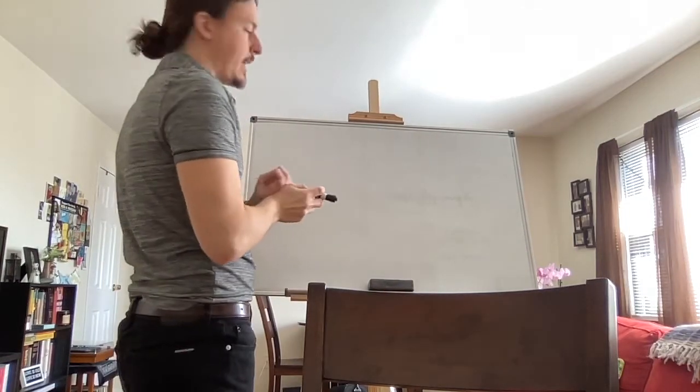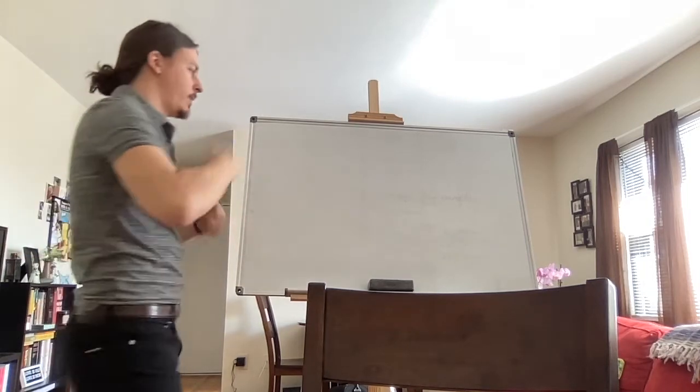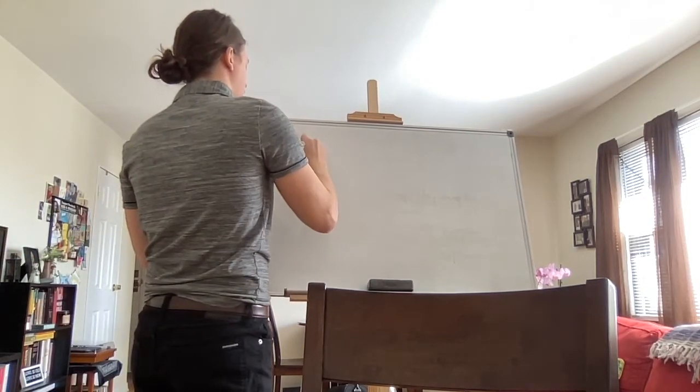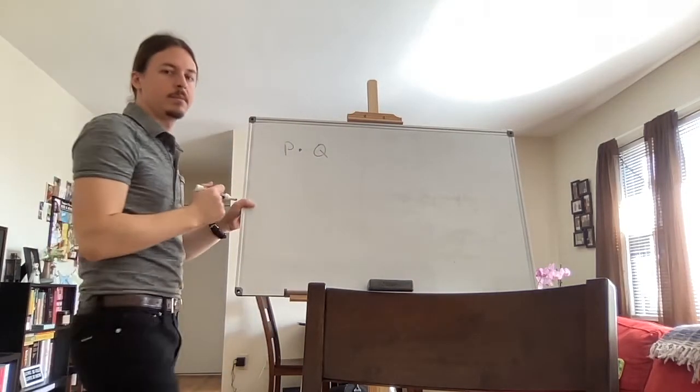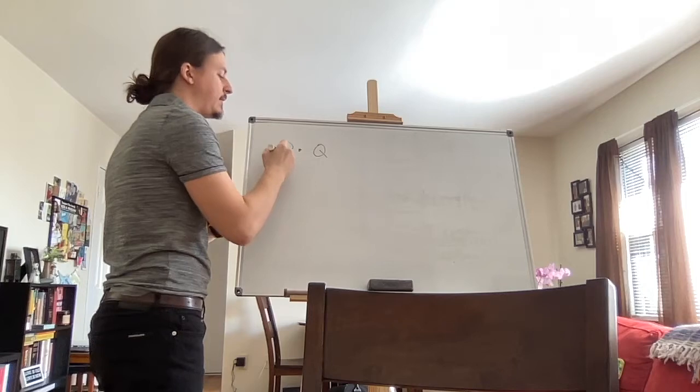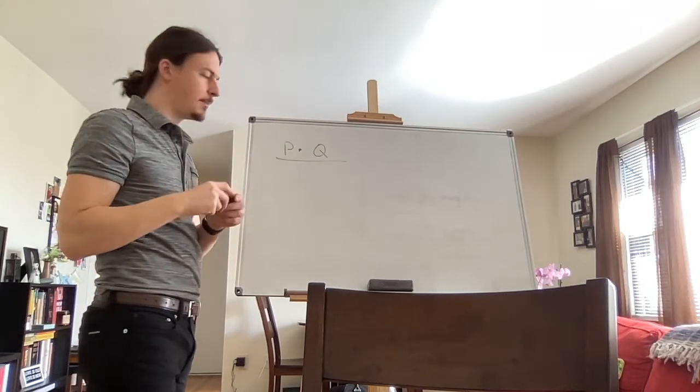The third one we're going to be looking at is kind of the opposite of conjunction in a way. So the first premise is P and Q. Let's say that's the only premise. I'm sorry that the marker is not dark, by the way. I'll have to get some new ones.